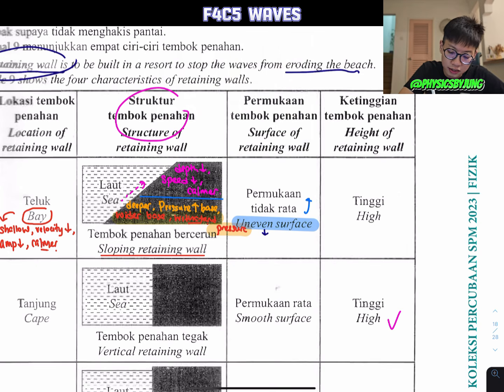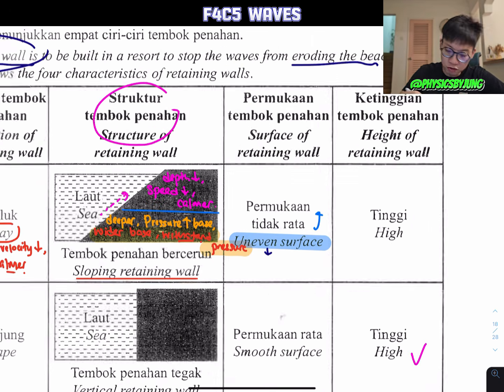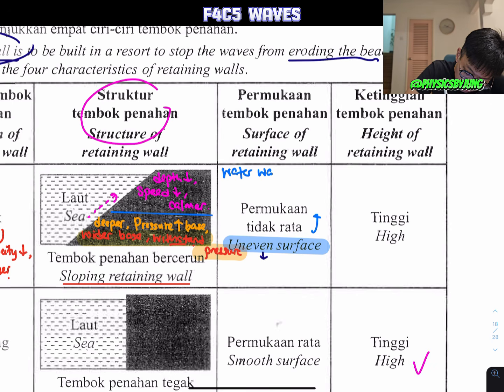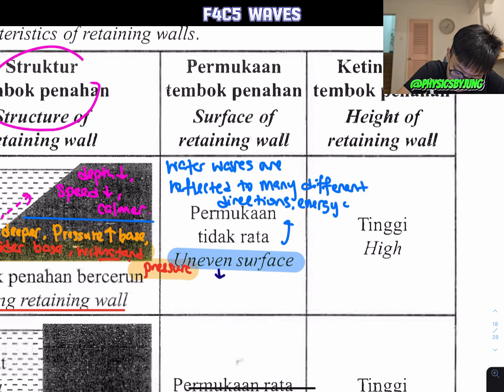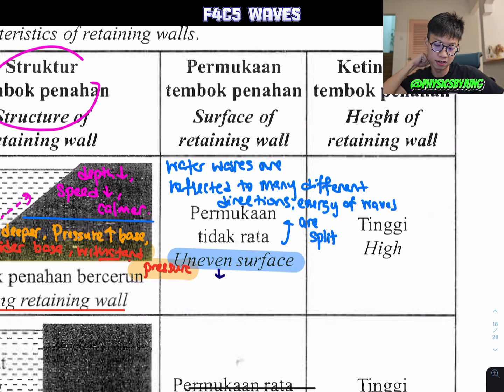Okay, let me teach you how to write this. We can say that your water waves are reflected to many different directions. If it's reflected to many different directions, the energy of the waves is split, or you can say is being scattered. So they are less focused. The energy of the wave is less focused, split into different regions.